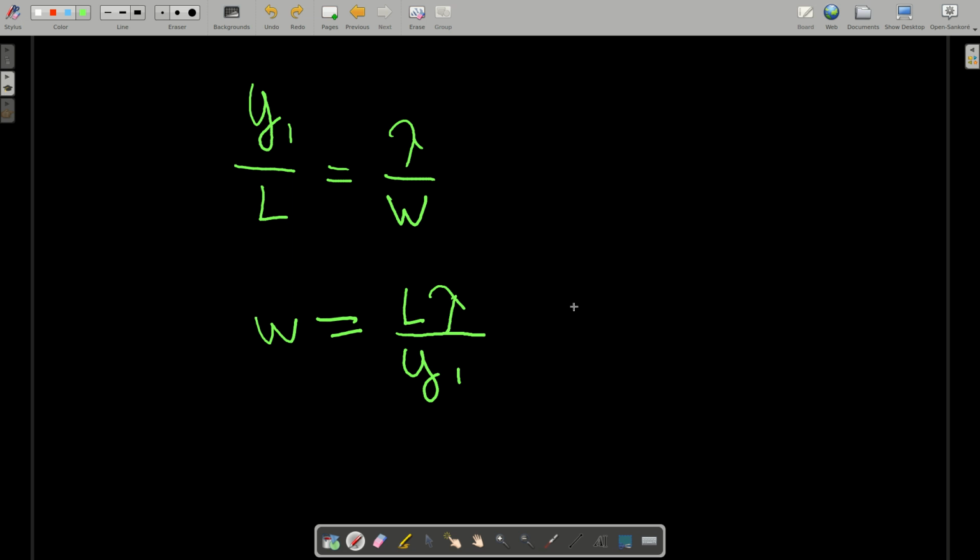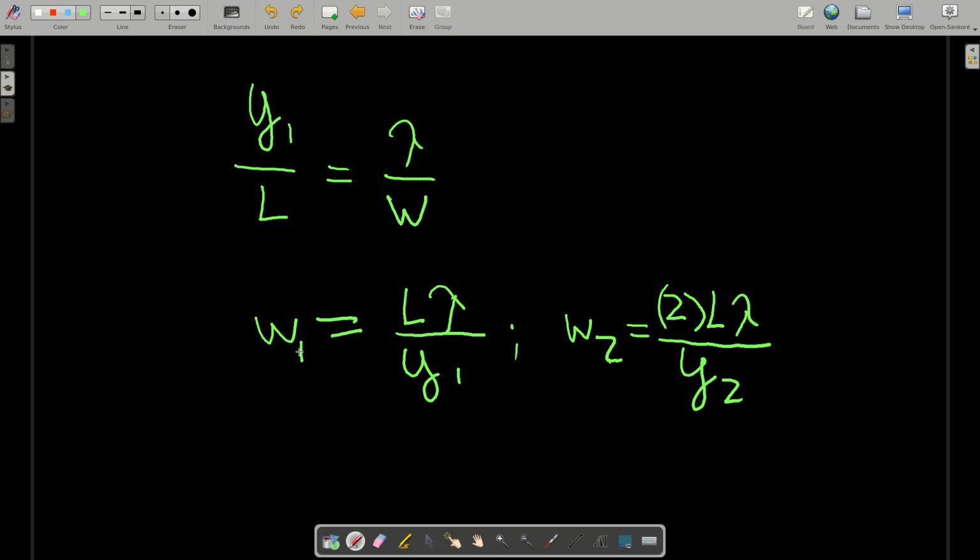We can do this also. Give us the subscript 1. That's for the first dark spot. For the second dark spot, same hair, we can say W2 is equal to 2. That's our n coming into play. Remember, it was 1 over here, so we didn't write it. Times L times lambda over y2, which you measured.